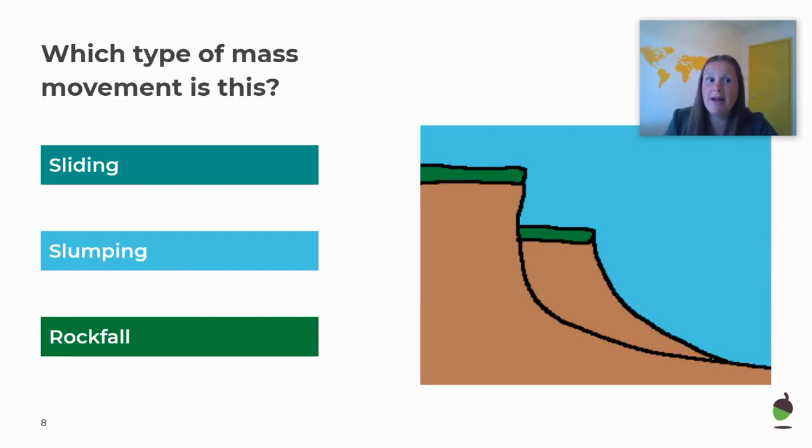Okay, can you remember now? Which type of mass movement is this? Sliding, slumping or rockfall? Tell me out loud in 3, 2, 1. Yes, well done. Okay, so that type of mass movement is slumping. You slump down on your sofa. It's along a curved slip plane.